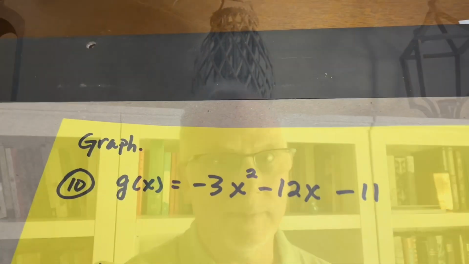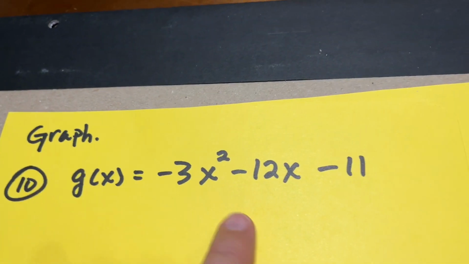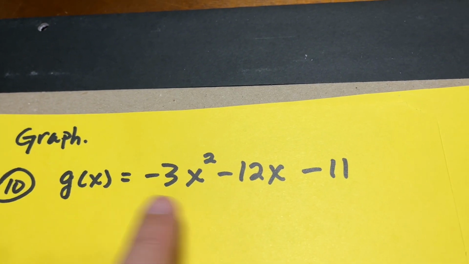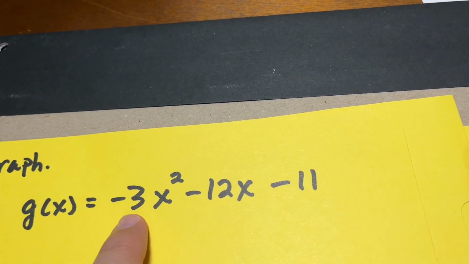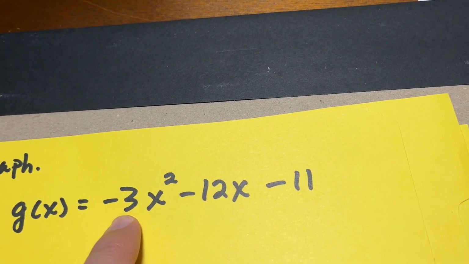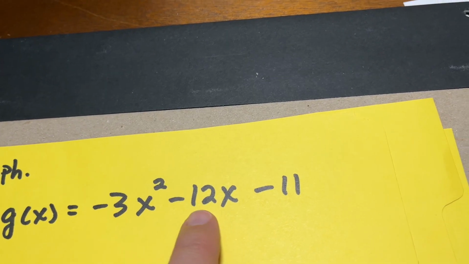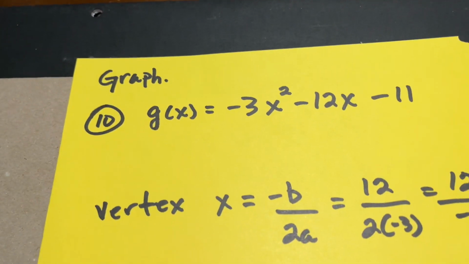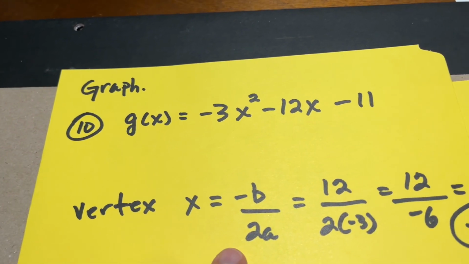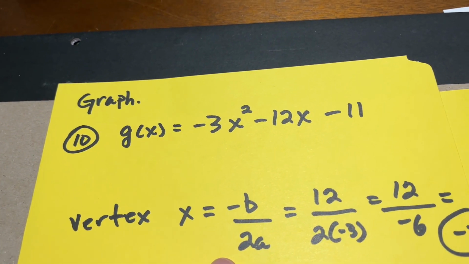Let's do the math. All right, so let's graph this quadratic. So we have g of x equals this. Now in this problem, the first thing you want to do is analyze what a, b, and c are. a is -3, b is -12, and c is -11. So we're going to find the vertex, and the vertex is found by using this formula, -b over 2a.